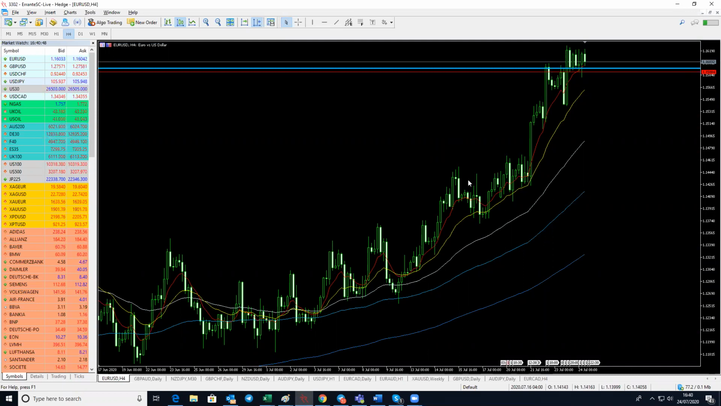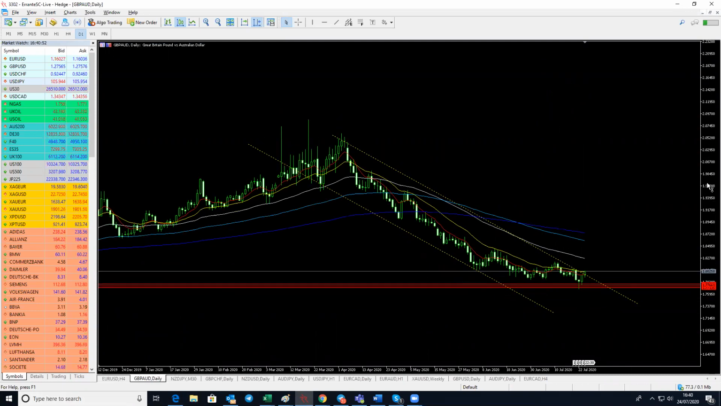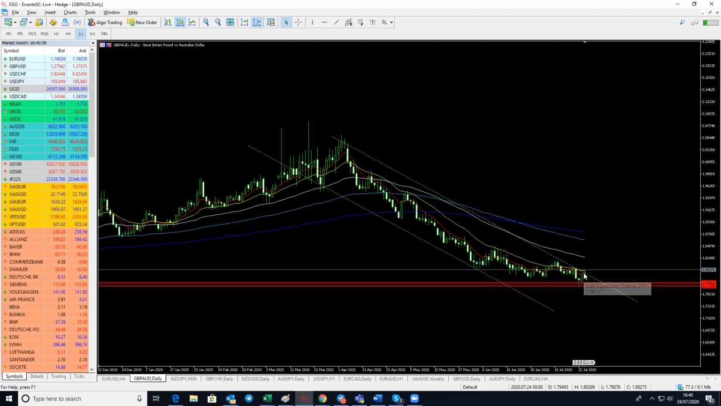All right, so Euro USD right there. GBP AUD has broken a bit of a channel right there on the daily chart. It's looking like it may have a little bit more room to go upwards, come back down, and perhaps some more. We need to look at the position of AUD and GBP individually as well.